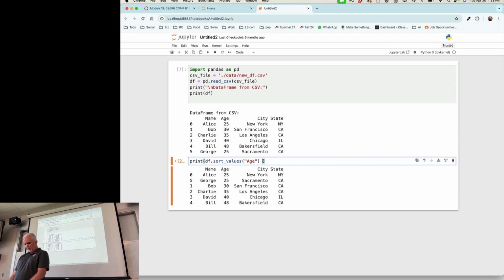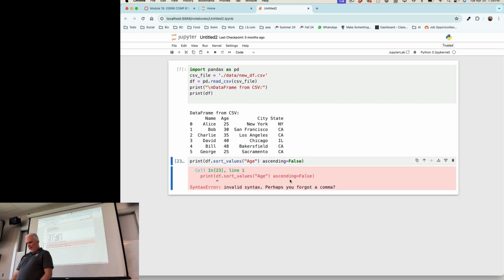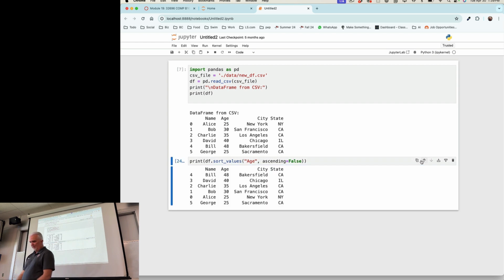And I can do ascending equals false. Because the normal way to do things is to go from smallest to biggest. If I want to switch that, I can say ascending equals false. And then it yells at me again because I put the parentheses in the wrong place. There we go. Now we're going to say ascending equals false. And I start at the oldest, go to the youngest. So I can sort data.